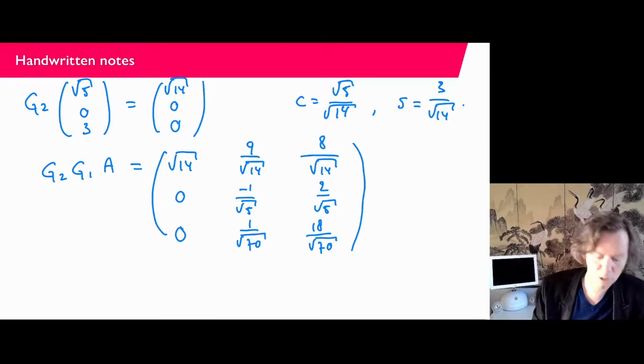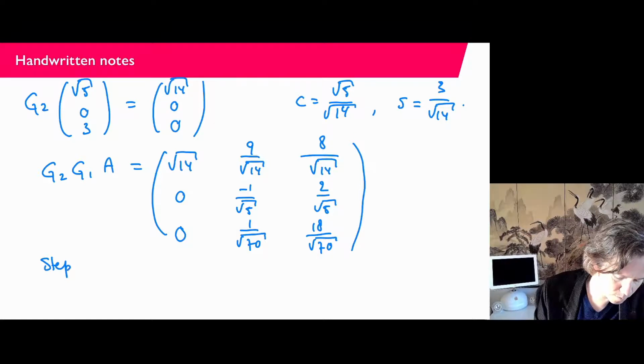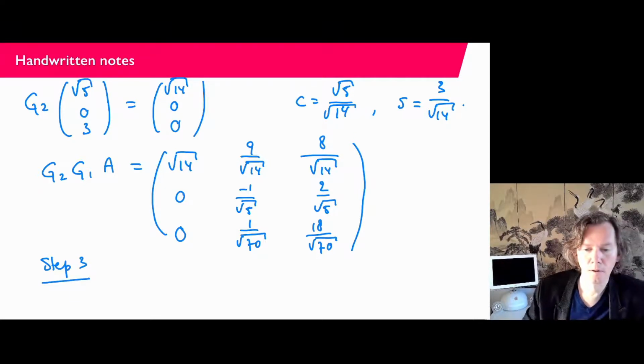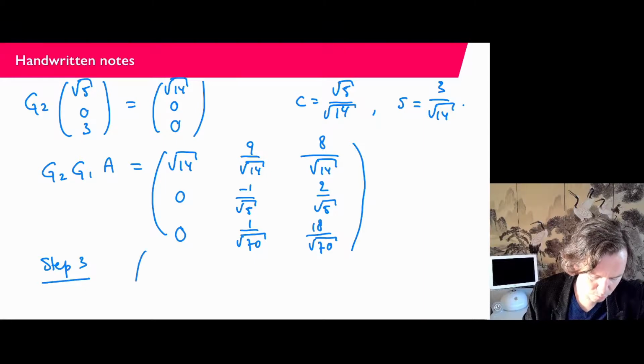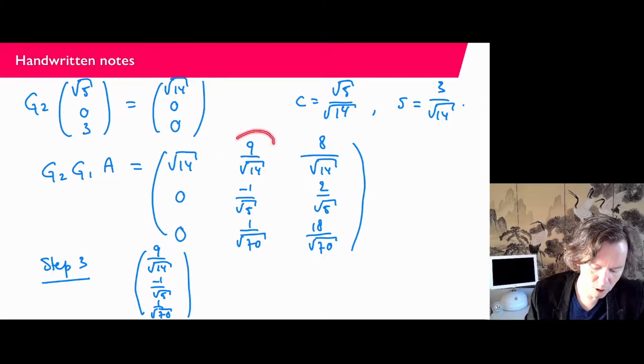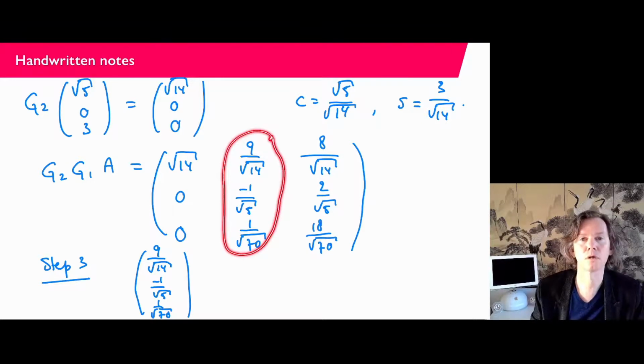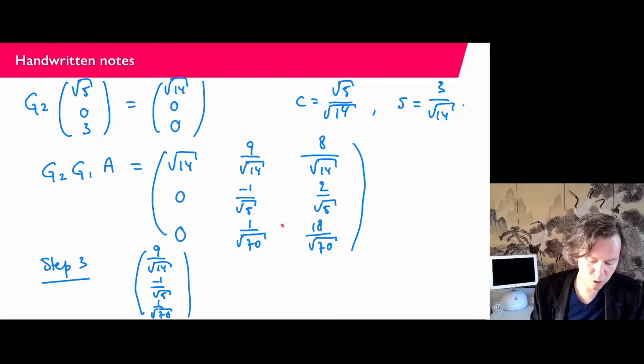And then the third and last step, so step 3, we are going to look at the second column, so that's now become 9 over square root of 14, minus 1 over square root of 5 and 1 over square root of 70. So that is the second column of this matrix. That is almost an upper triangular form. The only thing that spoils it is this entry here, so we would like this entry to be 0.